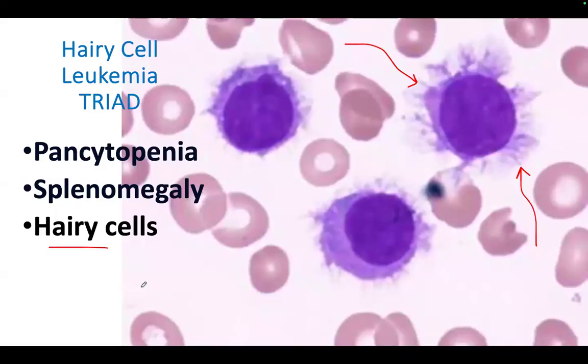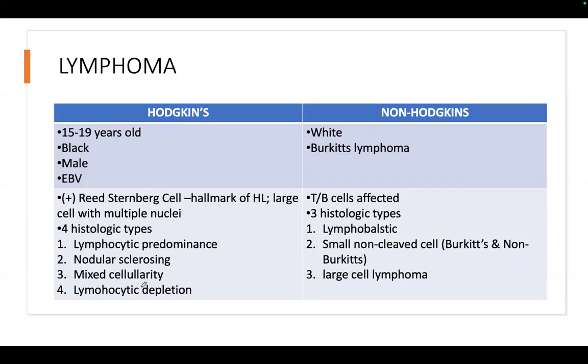So I hope you got this. Pancytopenia, splenomegaly, and the hairy cells. Now, we're almost done. Let's mention the lymphomas. Hodgkin's, non-Hodgkin's, although majority of Hodgkin's, non-Hodgkin's will be in adults, it actually has a handful of paragraphs in Nelson's.